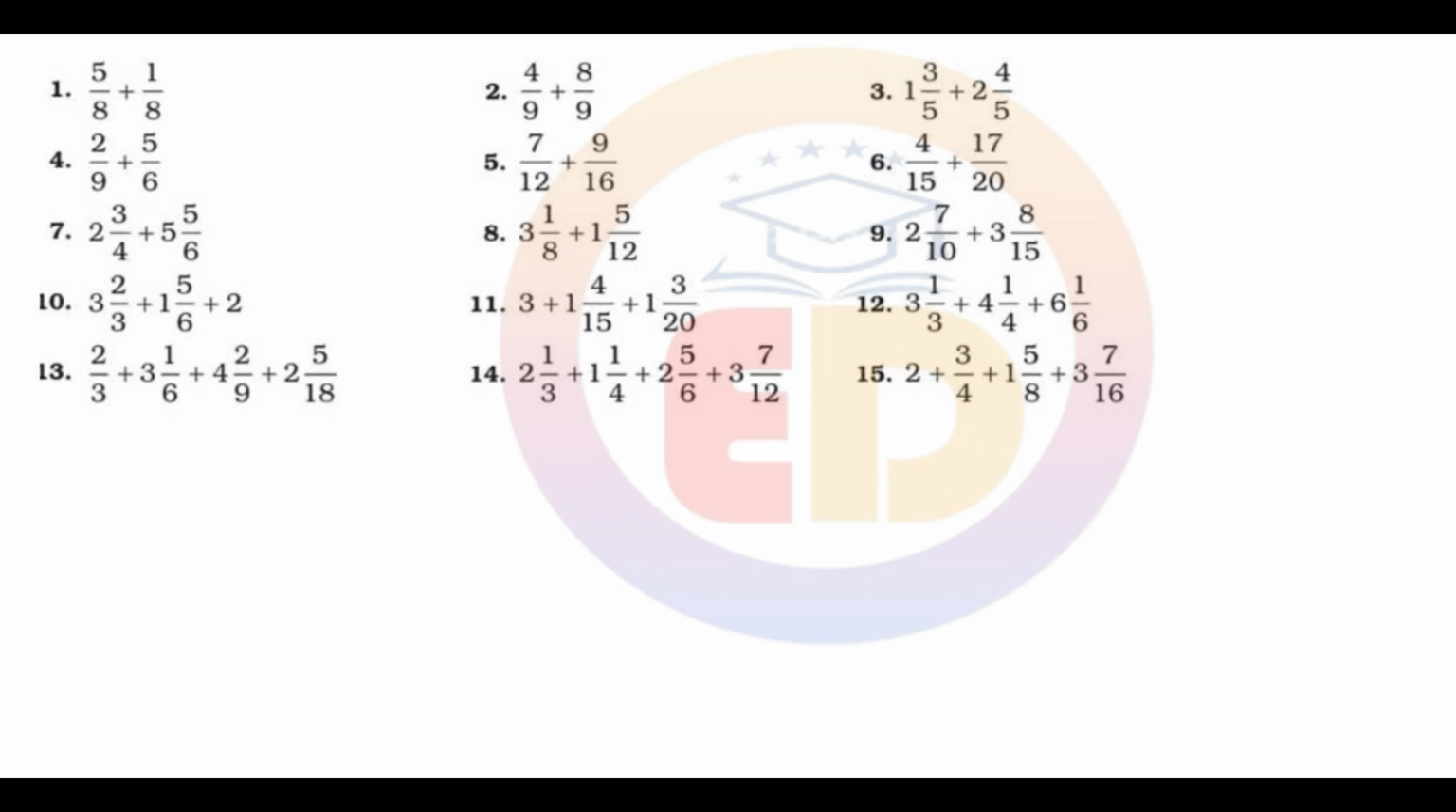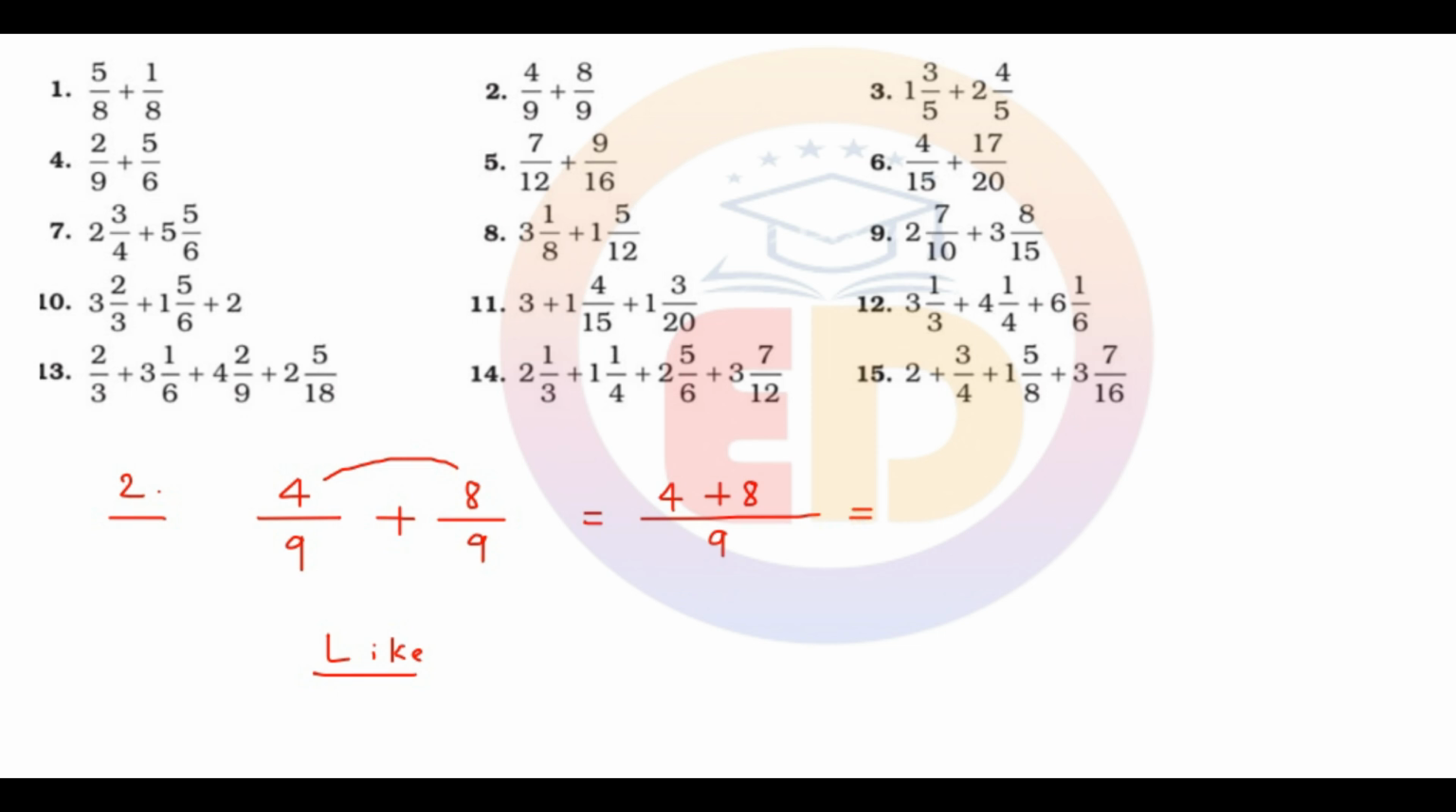Second example, 4 by 9 plus 8 by 9. Now here also 4 by 9 and 8 by 9 are like fractions because they have the same denominator. When we are adding like fractions, or fractions with the same denominator, remember the denominator of the answer will be the same, 9.